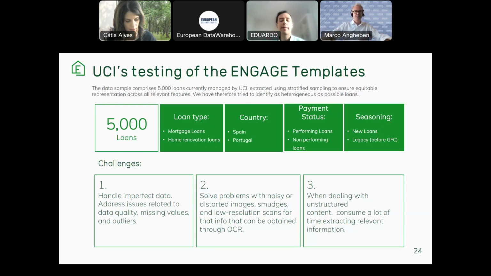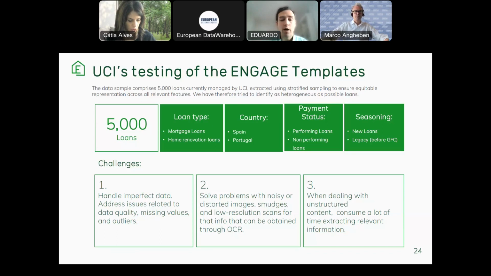And after making this selection, these three are the first initial challenges we have identified. First of all, handling imperfect data, which is always a challenge regarding the data quality, missing values and outliers we are currently identifying in this first 5,000 loan sample.